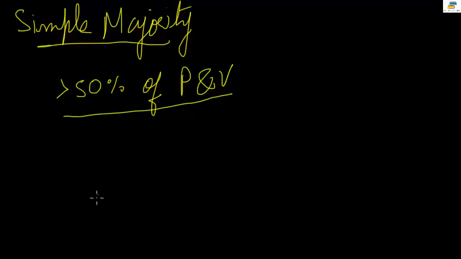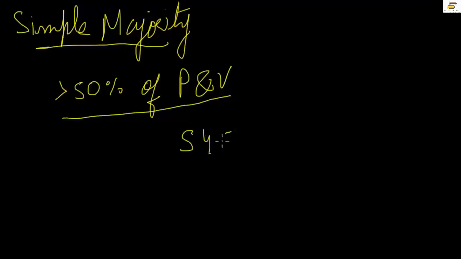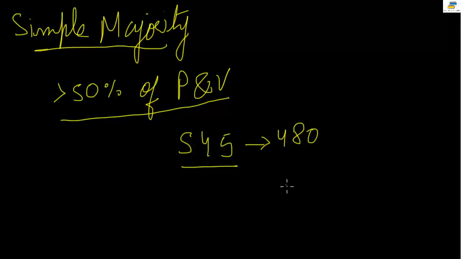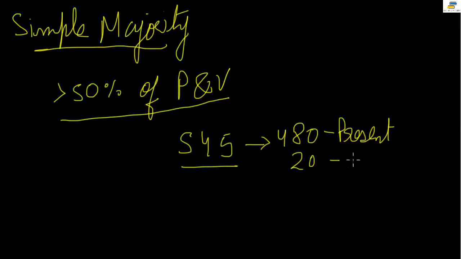What do you mean by this? I'll explain this by an example. Suppose there are 545 members in the parliament, and something happens on which voting has to be done. Out of these 545, let's say only 480 are present. And out of these 480, at the time of voting, 20 members are present but abstain from voting, so these will also not be counted.